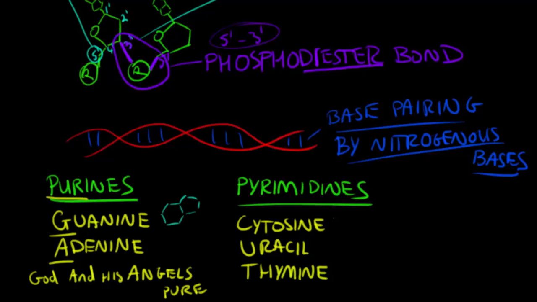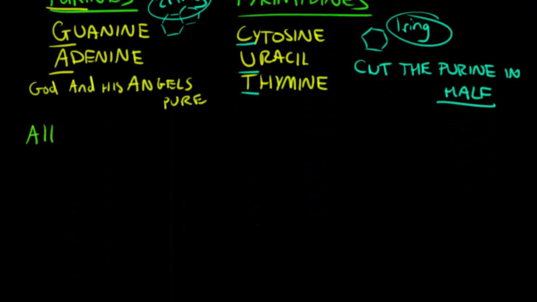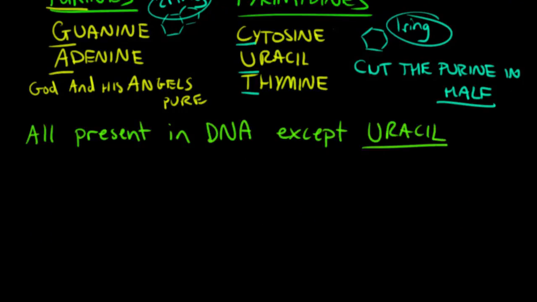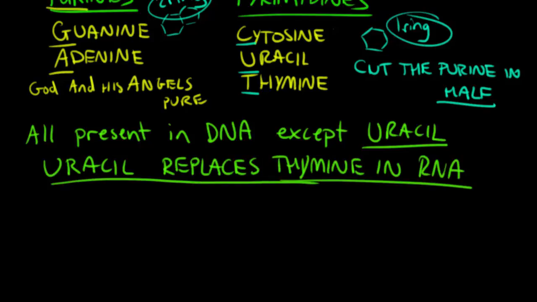And purines are a 2-ring structure. Pyrimidines are a 1-ring structure though. And as you see, CUT, cut. I remember this by saying cut the purine in half, or cut the 2-ring into 1 ring. Now, all of these are present in DNA except uracil. Uracil replaces thymine in RNA. Don't forget that, that's really important.